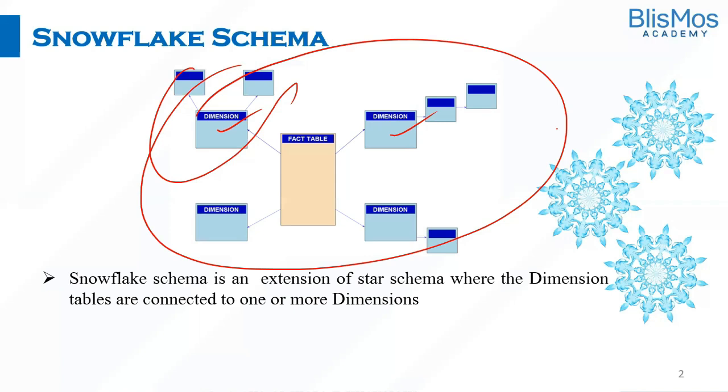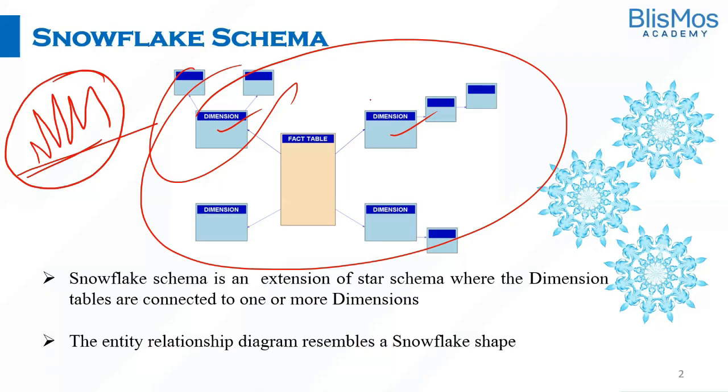What is a snowflake? Are you planning to go to Shimla? If you are already there in Shimla, you are experiencing the snow, or you are in the windy city, Chicago. When it snows a lot, you'll feel like there are flakes, right? So that is what a snowflake is. The entity relationship diagram of this schema resembles a snowflake. That is the reason this schema is named a snowflake.